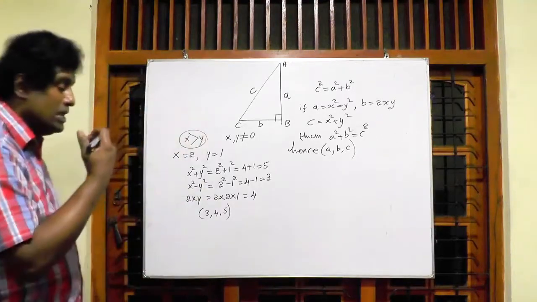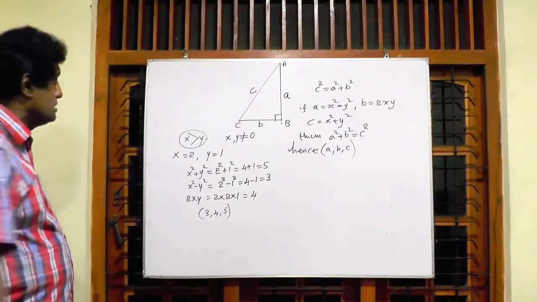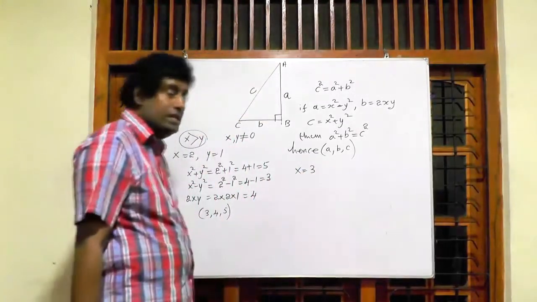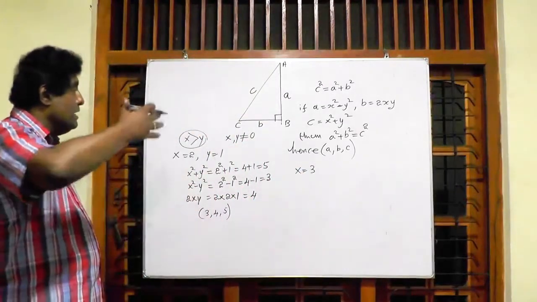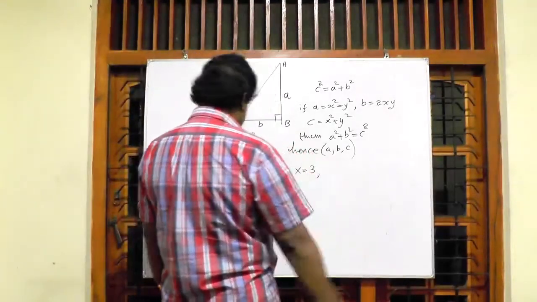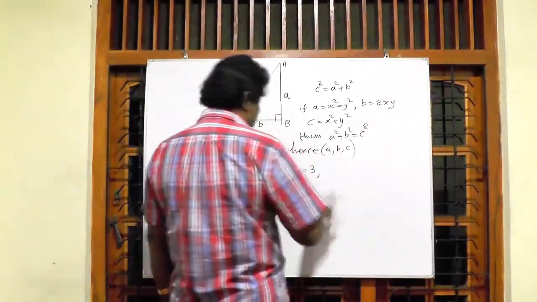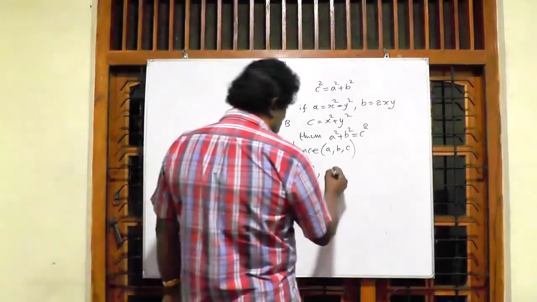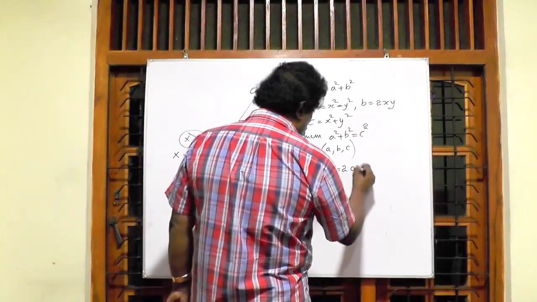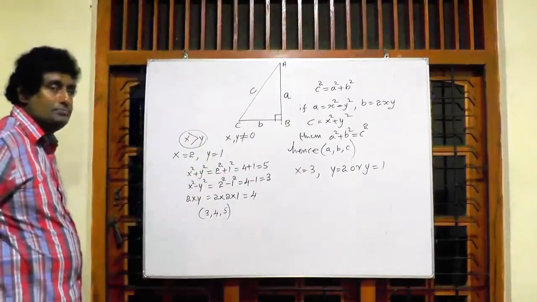Then can we get any other Pythagorean triples? Yes. When the value of x is 3, which value can be taken for y? When x equals 3, we can get the values for y as 2 and 1. Then x equals 3, the value of y equals 2 or the value of y equals 1. Both values can be taken.